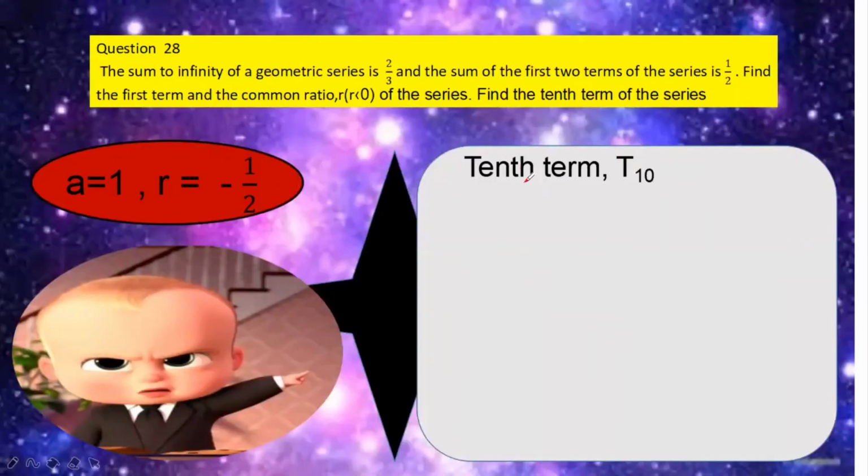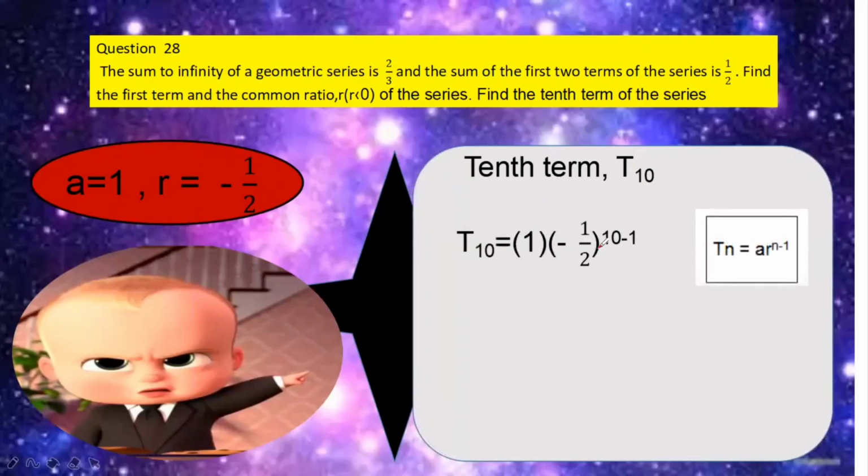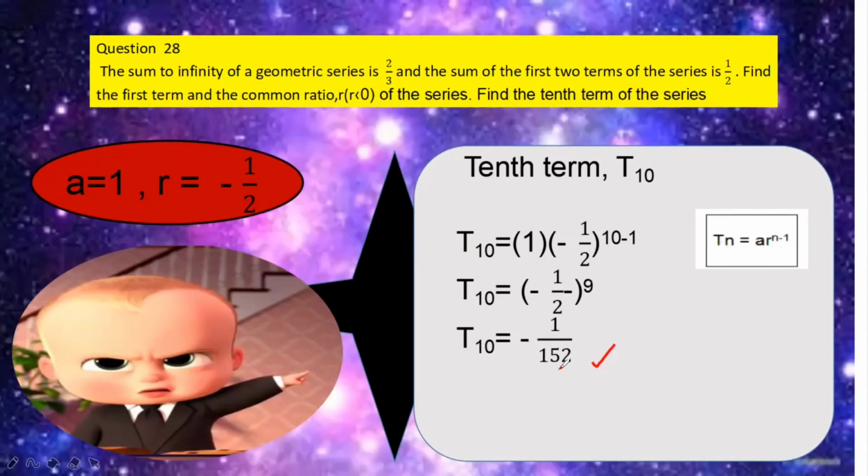Last but not least, we need to find the 10th term of the series. So how do we find the 10th term? a equals 1 and r equals negative 1 over 2. Use the formula Tn equals ar to the power of n minus 1. So you substitute a as 1 and r as negative 1 over 2 to the power of 10 minus 1. And then you will get T10 equals negative 1 over 2 to the power of 9. And then use your calculator to get negative 1 over 512. So this is the answer. The 10th term is negative 1 over 512.